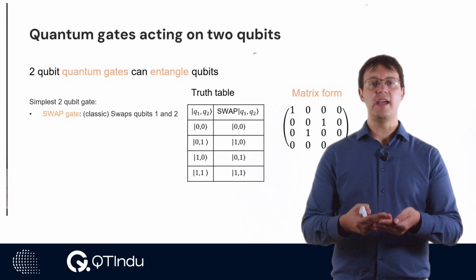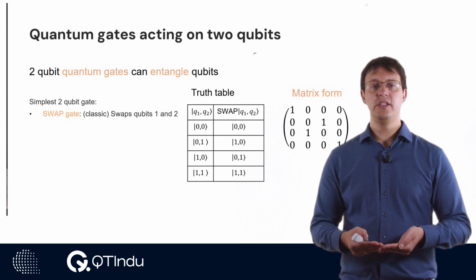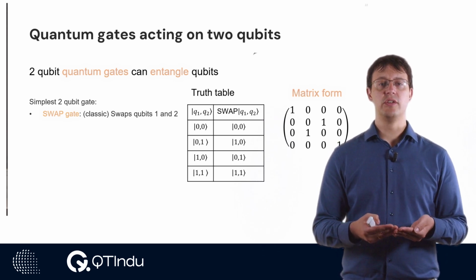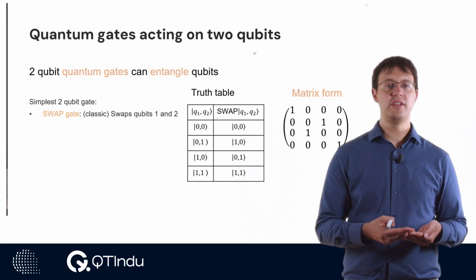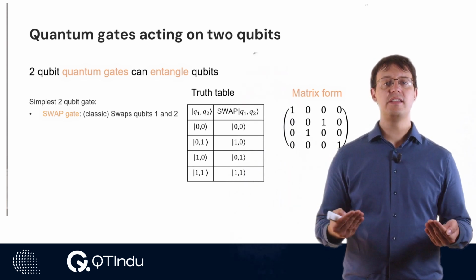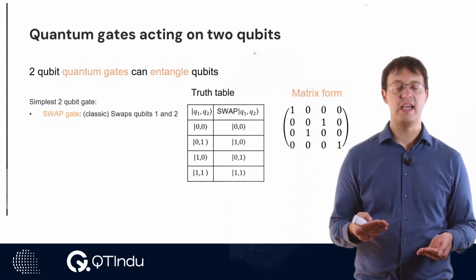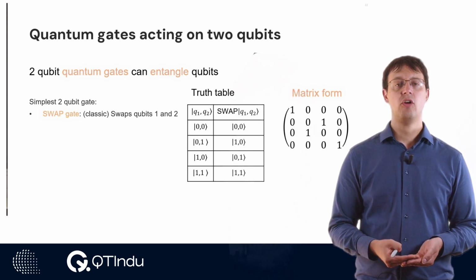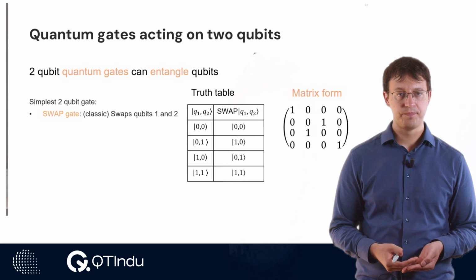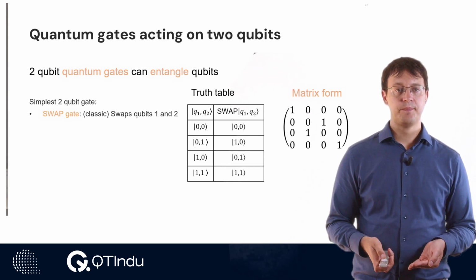If you look at a truth table, we can see that the state 0, 1 is swapped to the state 1, 0, and the state 1, 0 is swapped to the state 0, 1. If we write this in matrix form, we get the following matrix, as represented here on the side. The swap gate is a non-entangling gate.